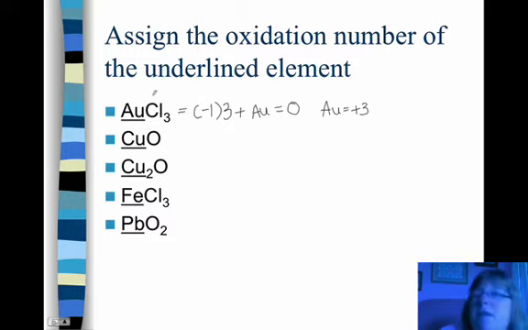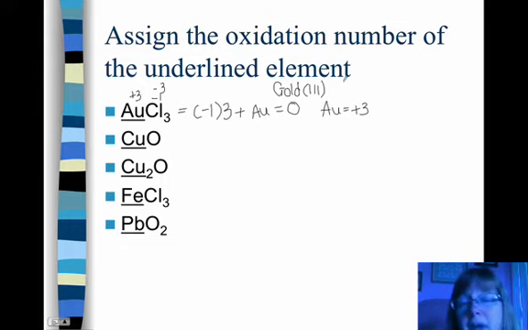Some people just kind of do the math over here. They say, oh, well, each chlorine's -1. We got 3 of them, so that's -3. So gold has to be +3. We would name this gold, and it's one of these metals where we have to indicate its charge. It doesn't always have a +3 charge. This would be gold(III) chloride.